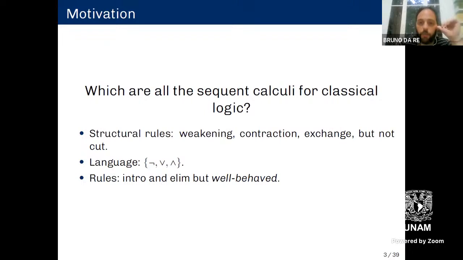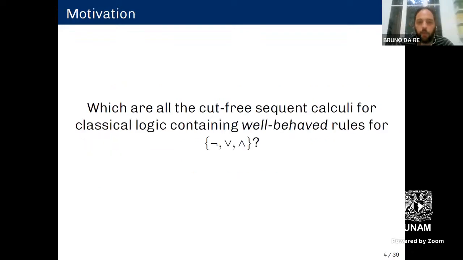The motivation behind the project with Damián is that we try to answer this question: what are all the sequent calculi for classical logic? This is a very broad question. If we don't restrict the form of the rules or the kind of rules or the vocabulary, this is maybe an impossible question to answer. So the first take on this question was trying to restrict in the following way. We start with weakening, contraction, and exchange, but not cut, as structural rules. The language is negation, conjunction, disjunction, and we consider introduction and elimination rules well-behaved. Well-behavedness of rules will be defined in a moment. So this is the question we will answer: which are all the cut-free sequent calculi for classical logic containing well-behaved rules for negation, conjunction, disjunction?